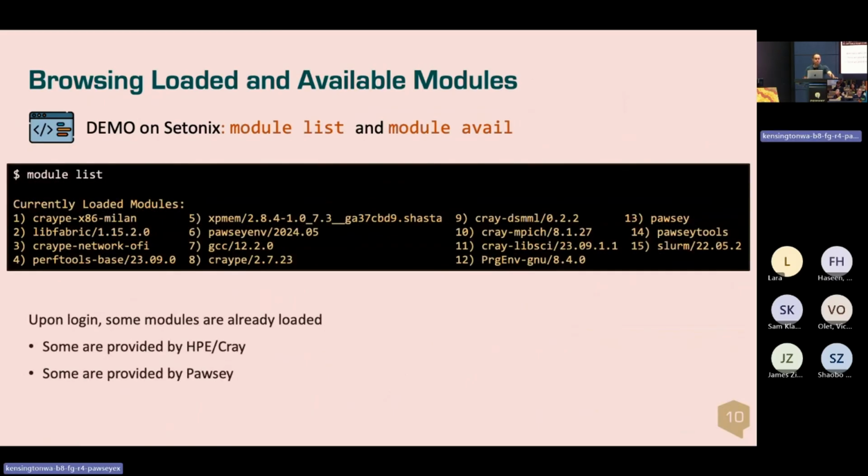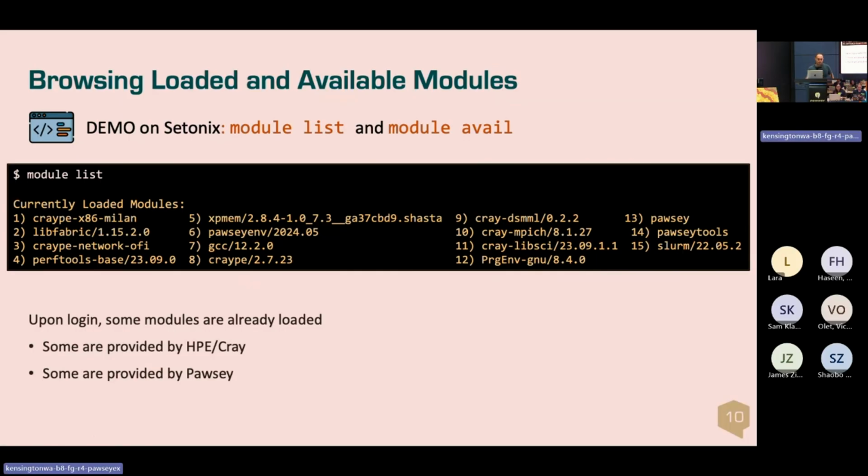The module list and module avail commands are there for you to see what is currently loaded. When I say loaded, I mean what module or software is visible to the system at that time. For instance, this module list is what you can see when you first log into Cetonix. You see that there are a few modules available. One of the software is GCC, it's the default compiler on Cetonix. So it's already loaded, and then you can type gcc on the command line, and it finds the program.